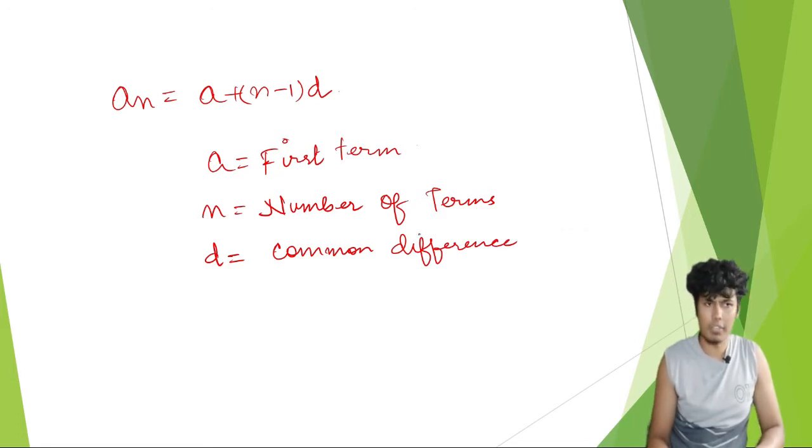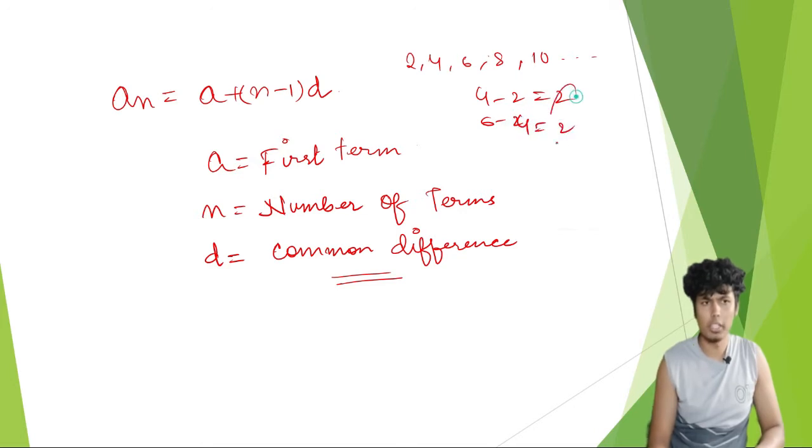Okay, D is common difference. What is common difference? Take the sequence 2, 4, 6, 8, 10, and so on. 4 minus 2 is 2, 6 minus 4 is 2, all these are 2. This is the common difference, CD, represented by D. I hope it is clear to you, and that you are able to understand what common difference is.